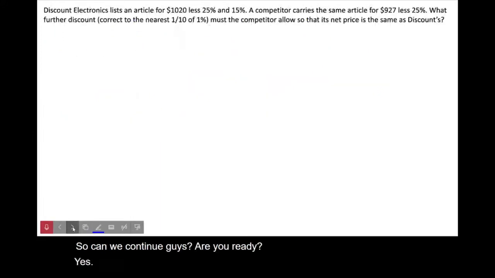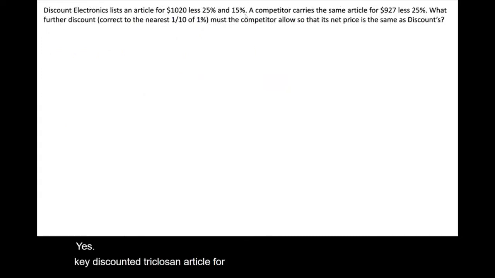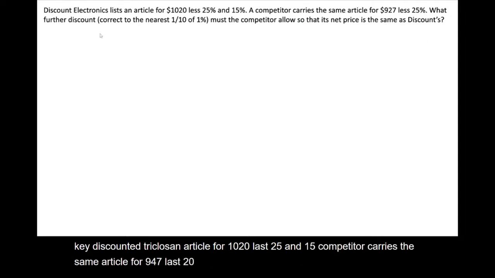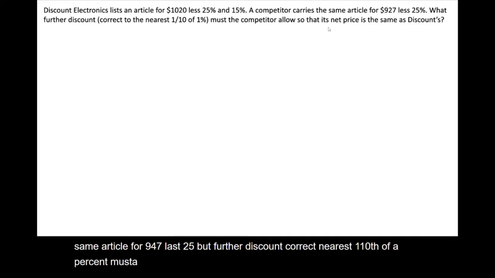Yes. Okay, discount: an electronic article listed for 1020, less 25 and 15. A competitor carries the same article for 927, less 25. What further discount, correct to nearest 1/10 of a percent, must the competitor allow so that its net price is the same as the first's?